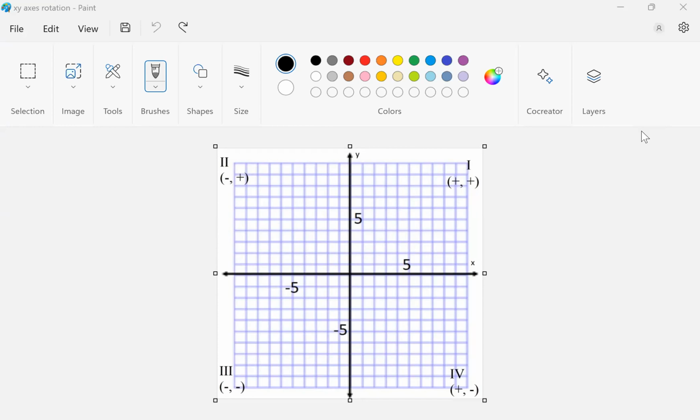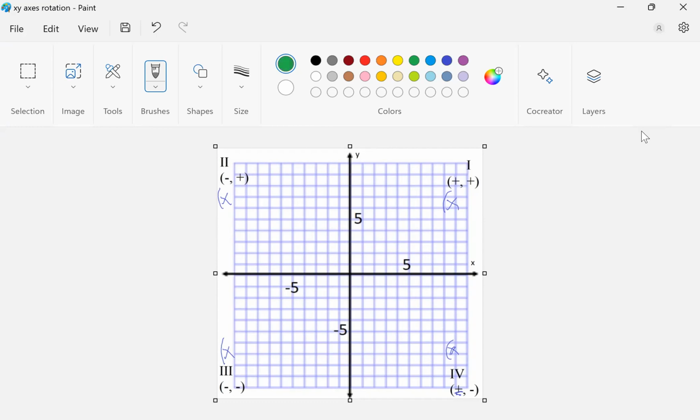So just to summarize this for you on a clean sheet, there's your positive X in the first quadrant and your negative X in the second quadrant, your negative X in the third quadrant, and in the fourth quadrant, X is again positive.